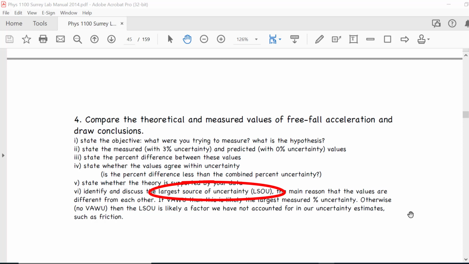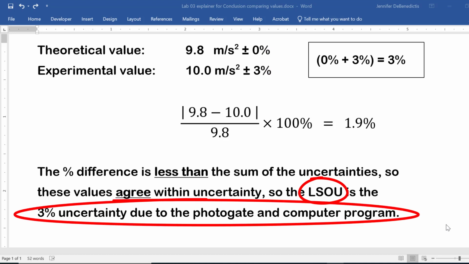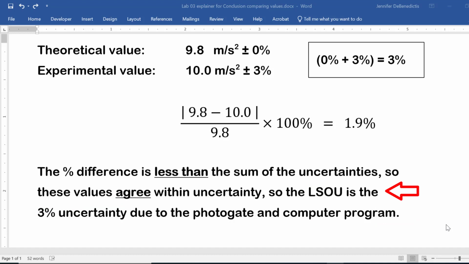Now what your answer here is going to be depends on what you answered to the previous questions. So it depends on whether your values agreed within uncertainty or not. If your values agreed within the limits of uncertainty, so your percent difference was smaller than the sum of the uncertainties, then your largest source of uncertainty is whatever measured value had the largest percent uncertainty. So in this first experiment, we've only got two uncertainties, 0% and 3%. 3% is bigger, so that's our largest source of uncertainty, and it was due to the photogate in the computer program. So that's what you would say in your conclusion. The largest source of uncertainty was the 3% due to the photogate in the computer program.